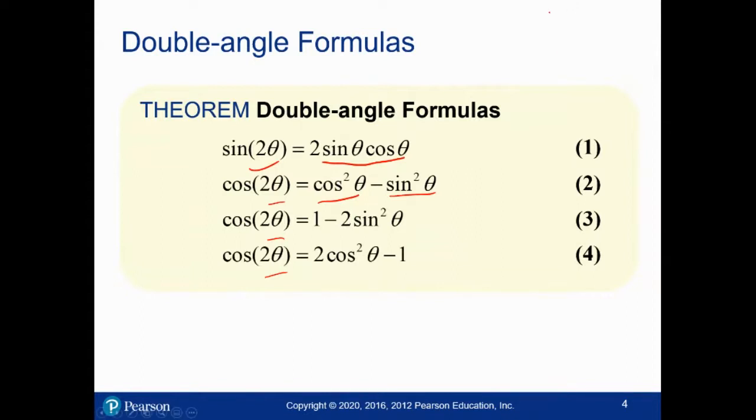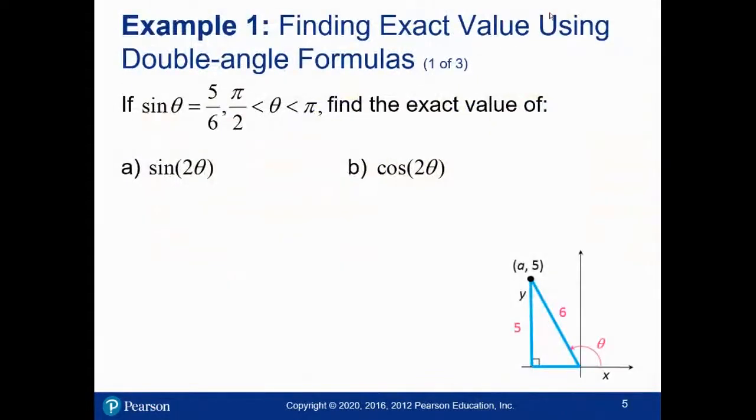So going back to this first example, since we know the sine of theta and we're trying to find the sine of 2 theta, the double angle formula would tell me this is 2 times the sine of theta cos of theta. I know the sine of theta is 5/6, which means we need to find the cosine of theta, and this is now a chapter 6 problem. If the sine of theta is 5/6 and theta is in the second quadrant, find the cosine of theta. Great. Similarly for part B, we have 3 options.